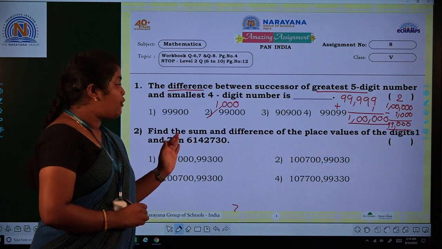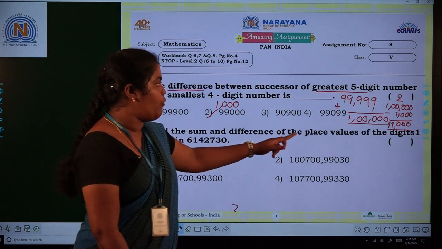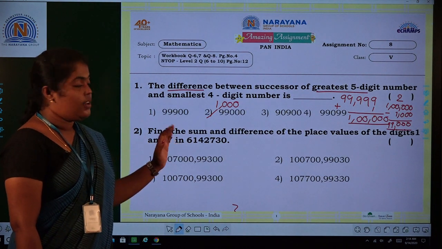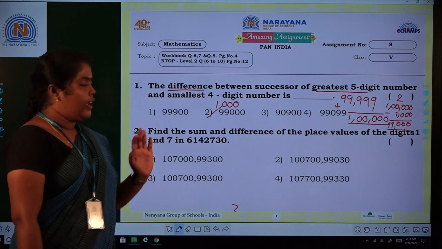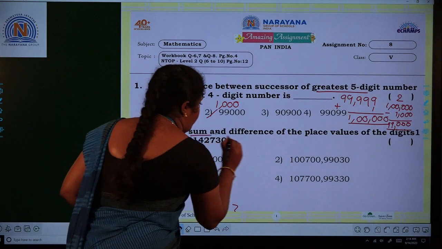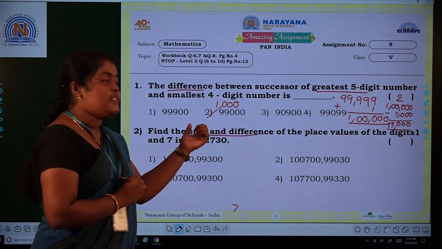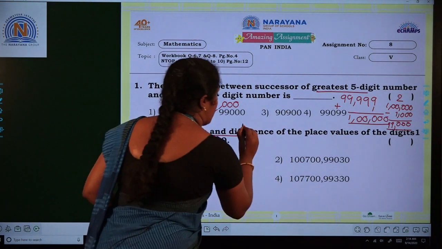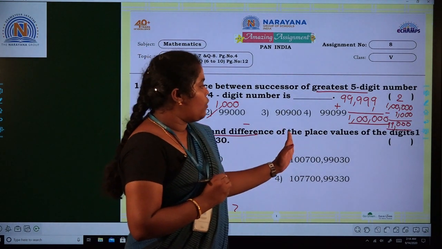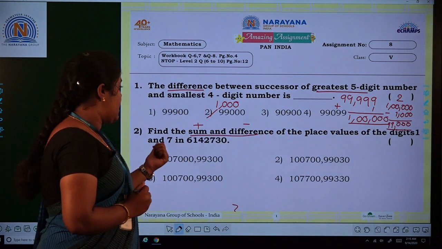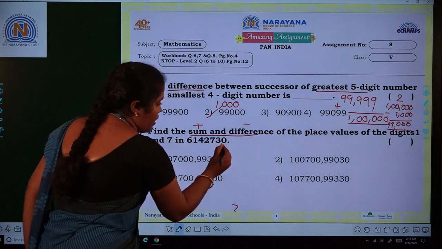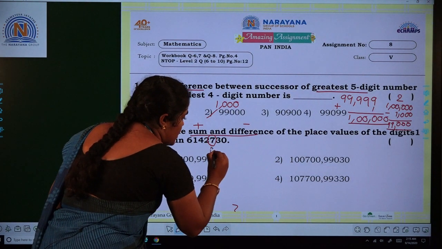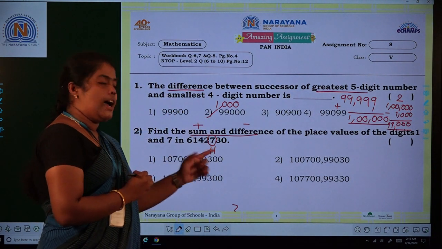Next question is find the sum and difference of the place values of the digits 1 and 7 in the given number. Okay, so we have to find here sum and difference. Sum means we have to do the addition and difference means it is the keyword for subtraction. So find out the place values of digit 1 and 7. The place value of 7 here in the number is in hundreds place. It means the place value of 7 is 7 hundreds.